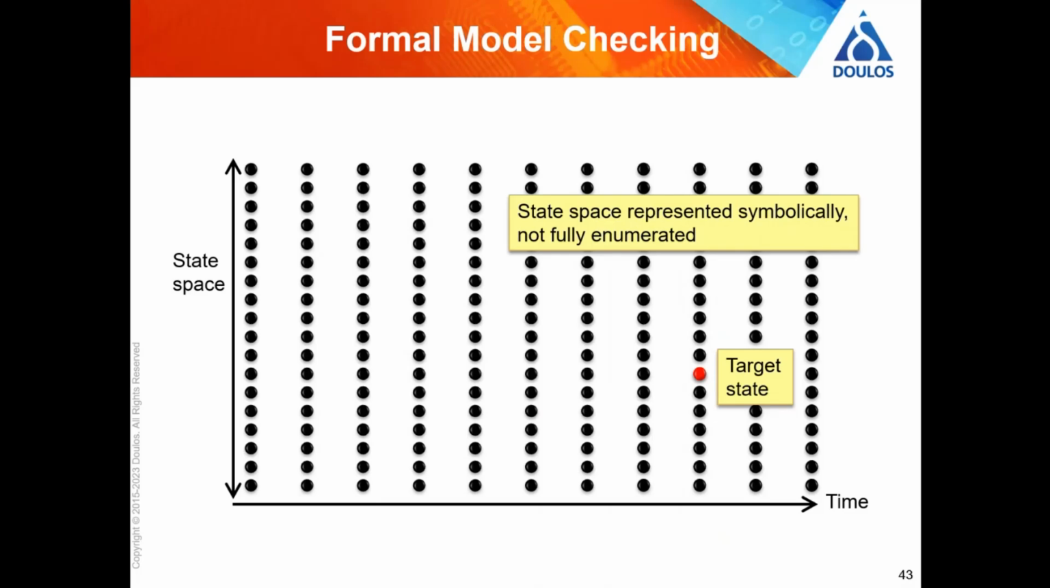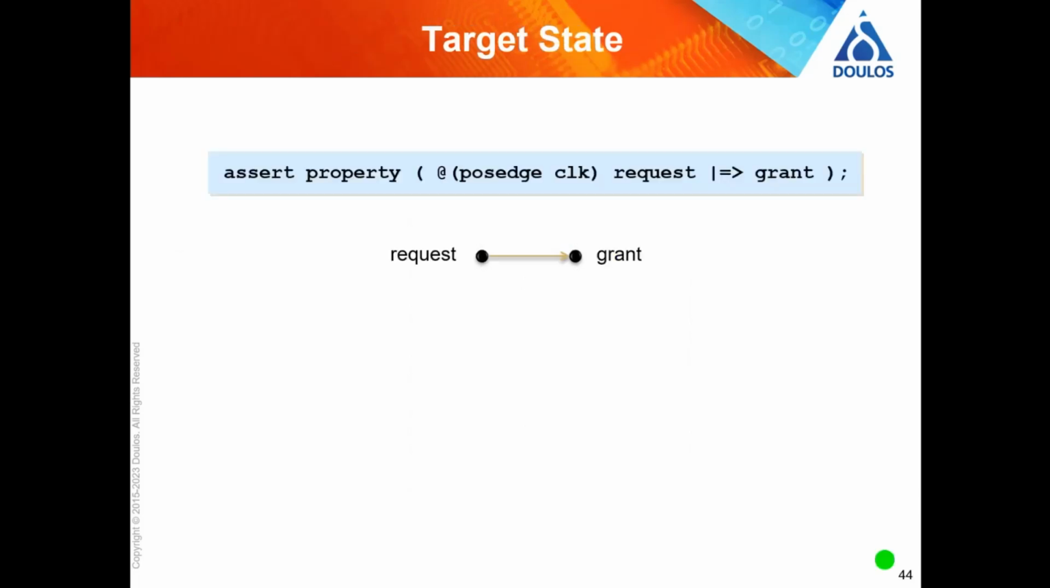So if you're trying to prove a cover, you're trying to prove that you can get to the target state. So here we've got a rule, very absurdly simple. We've got a rule, and we're saying if there's a request on one clock cycle, then on the next clock cycle there should be a grant.